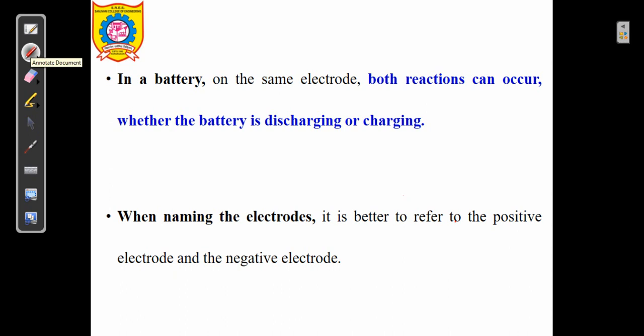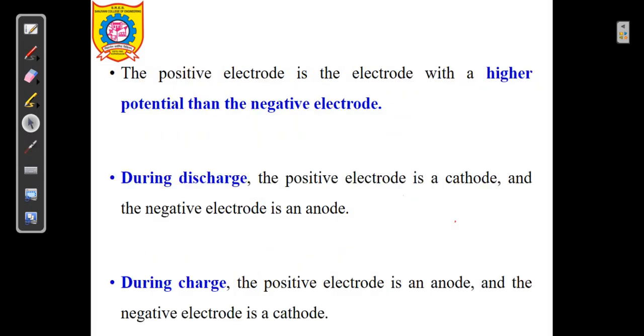In battery terminology, the same electrode is used to denote both reactions, since both can occur while the battery is discharging or charging. When the battery is charging, we define the terminology according to positive or negative. In a battery, we name the electrodes positive and negative. The positive electrode is the electrode with higher potential than the negative electrode.